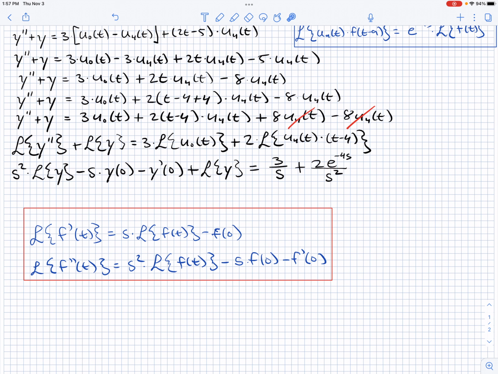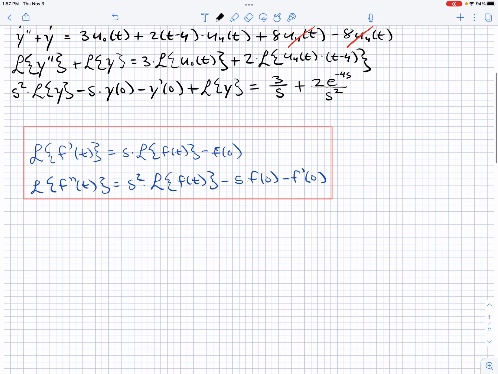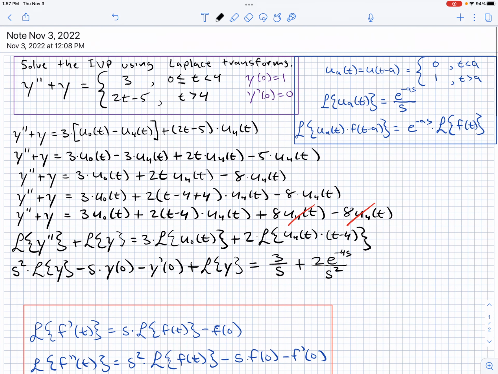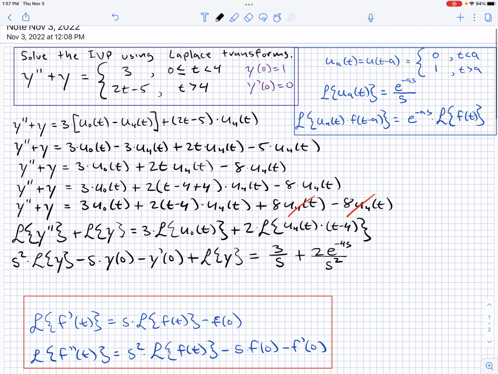Now what do we do? Now we got to simplify, right? So let us simplify a little bit more. I should at least point out above the initial conditions here, the initial values. Y of 0 was 1. Y prime of 0 is 0. I'm going to plug those in here. Maybe I'll just highlight it here so I don't lose my place.